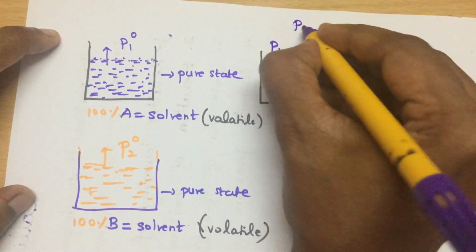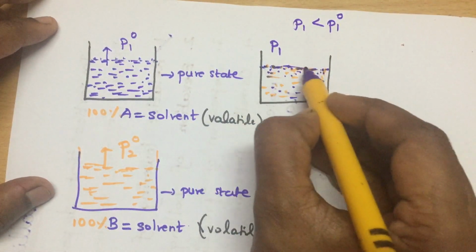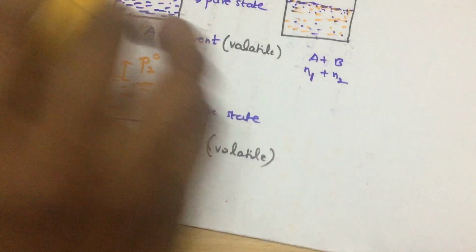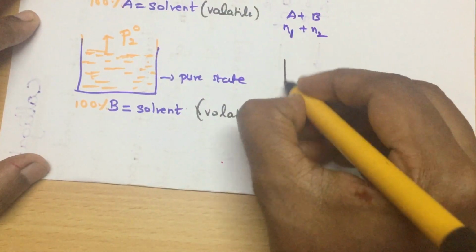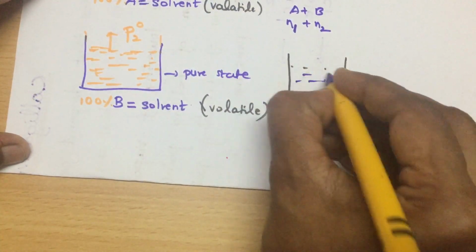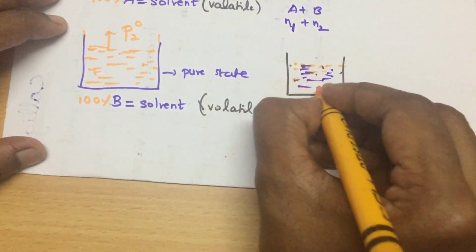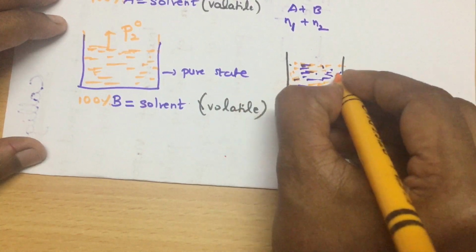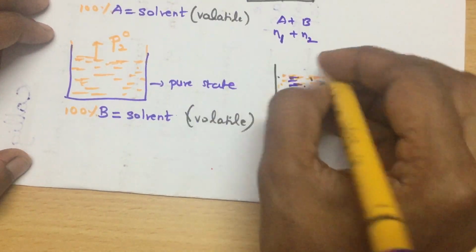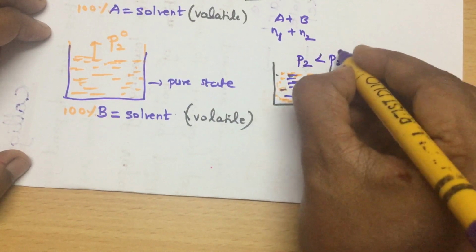So P1 is lesser than P1 naught, because the vapor pressure has decreased. Why? Because the probability of the number of molecules on the surface decreased. So the same thing happens here. Since I mixed A and B on the surface, the number of molecules of A decreases and the number of molecules of B decreases. So its vapor pressure also decreases, P2 also decreases, where P2 is lesser than P2 naught.